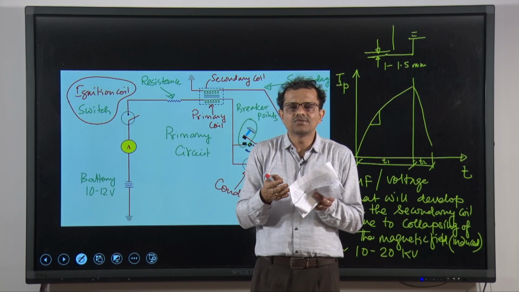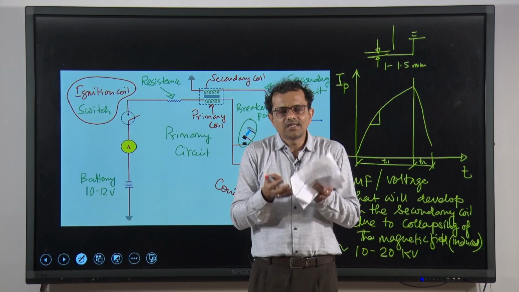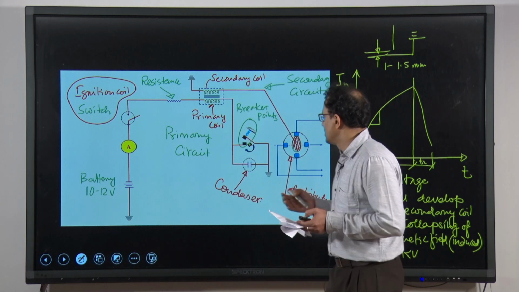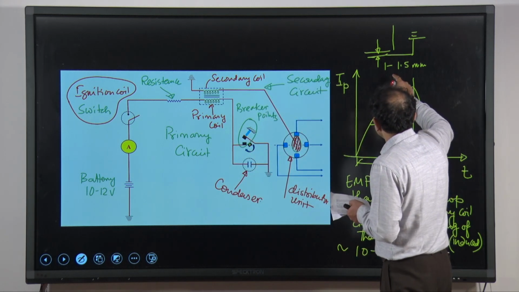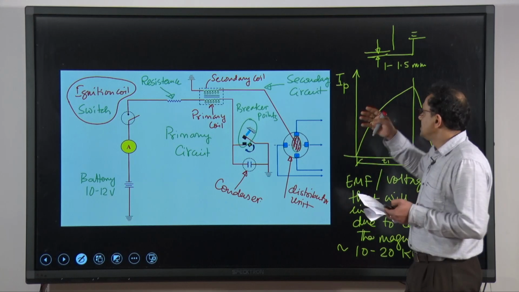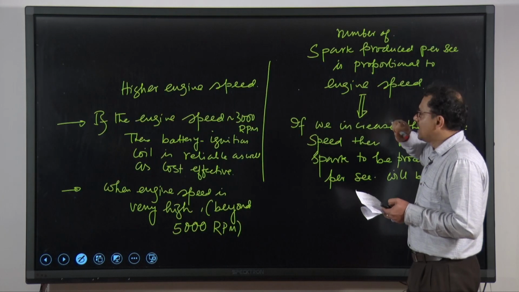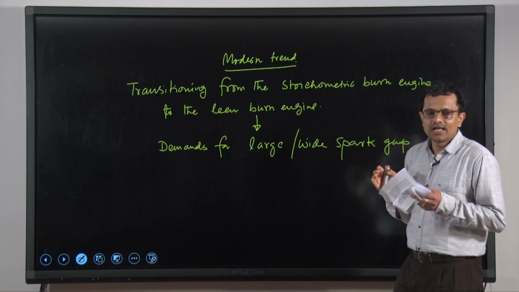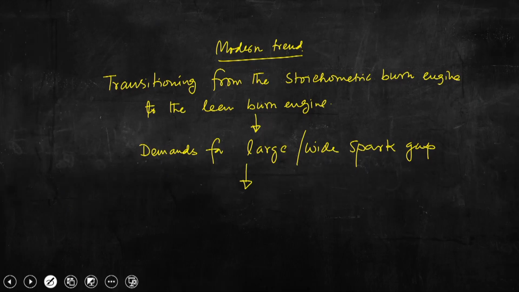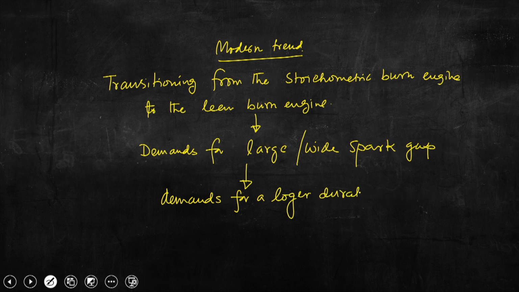So, if the mixture is a lean mixture, so the mixture is having less fuel, then sparking should be more, or the energy that we need to supply to the spark plug should be more to ignite the fuel air mixture. So, in such a case, the spark plug which should be used to ignite the fuel for a lean burn engine, this gap should be wider, and if the gap is wider, then we need to have spark for a long time. So, it demands a larger, wider spark gap, which in turn demands a longer duration spark.